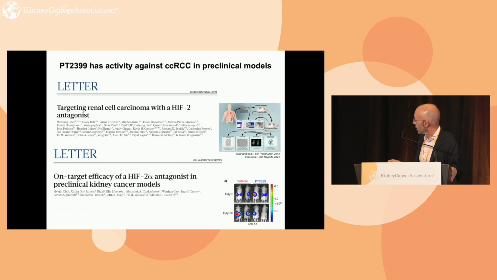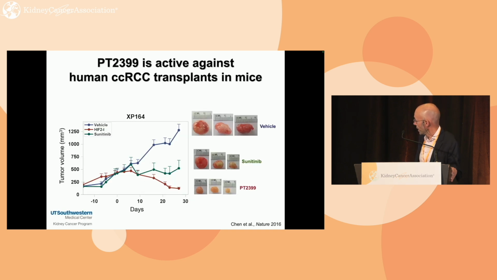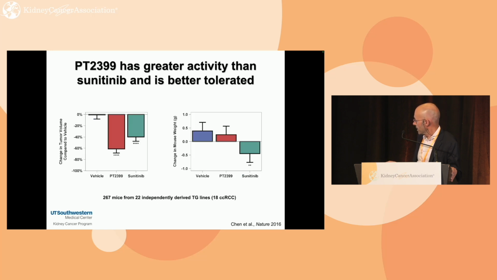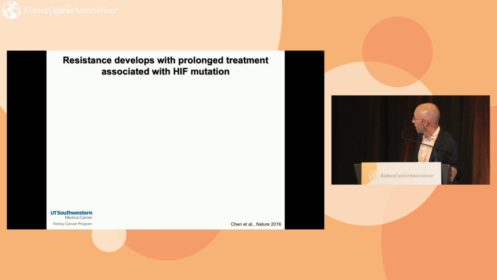In our case, we used a large platform of patient-derived xenografts, or tumor grafts, that we tested these HIF-2 inhibitors in. This is one example here, and I'm going to show you later the same example developing resistance. But you can see the growth of the tumor with vehicle, the effect of sunitinib, and then the effect of the PT2399 drug. And we did this at a large scale, almost 300 mice from 22 independently derived tumor graft lines, including 18 that were clear cell renal cell carcinoma. And overall, the PT2399 had greater activity than sunitinib and was also better tolerated, as determined by looking at mouse weight.